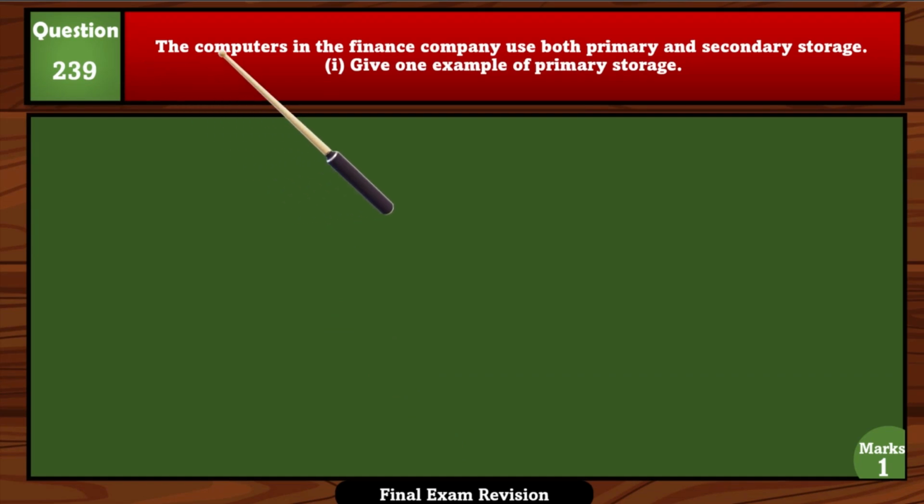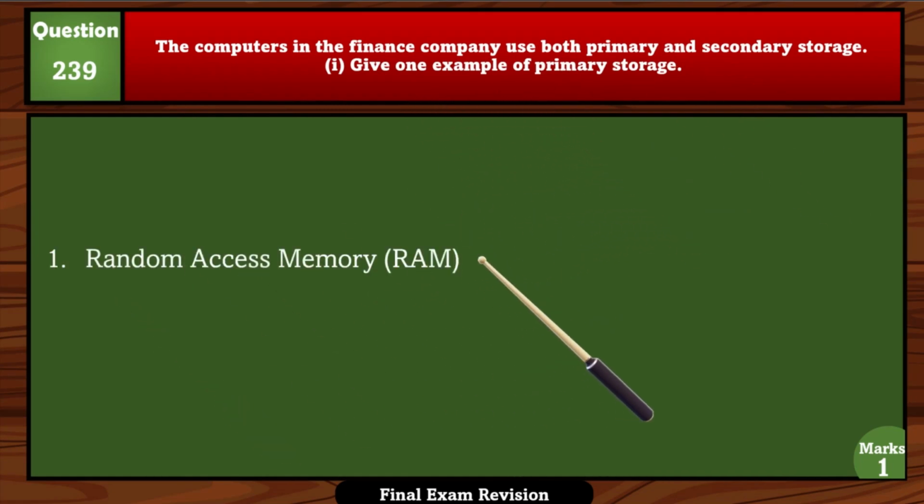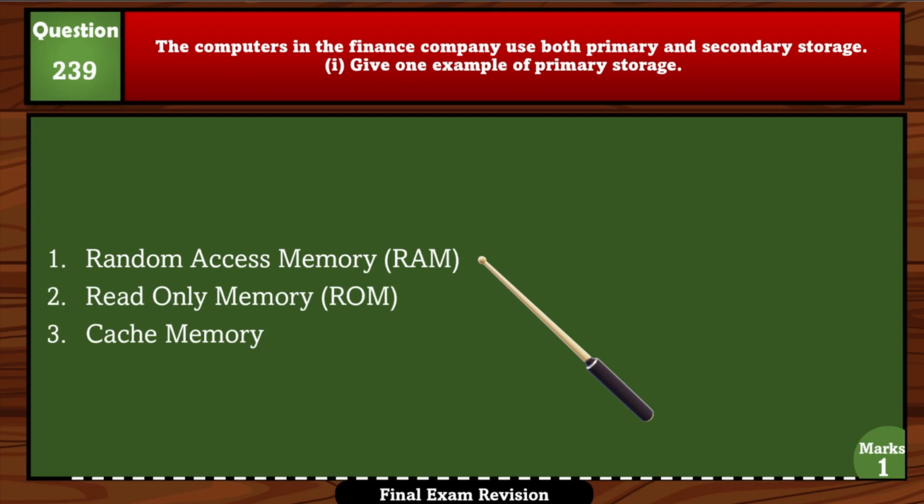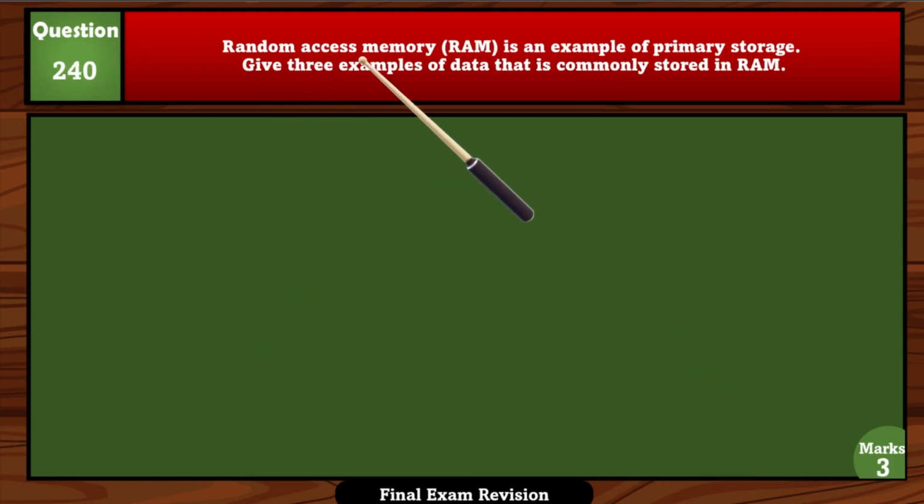Question 239, the computer in a finance company uses both primary and secondary storage. Give one example of primary storage. So we have RAM, random access memory, which is an example of primary storage. We have ROM, it's also an example of primary storage, and the cache memory, that's also an example of primary storage.